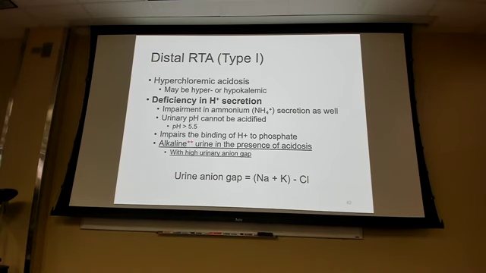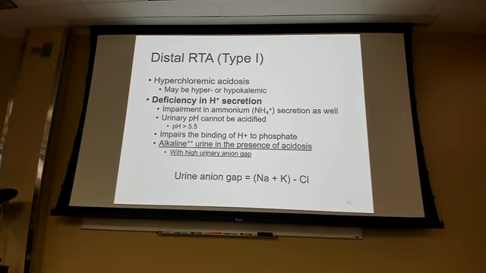So, type 1. Here's the trick about RTAs. Because they're great test questions, they're great pimp questions. The easiest way to remember these is in a side-by-side chart that I have coming up, because each one has a characteristic that makes it fairly unique. So I always tell students to study the differences because they all end up in a NAGMA, metabolic acidosis. They're all renal tubular problems.